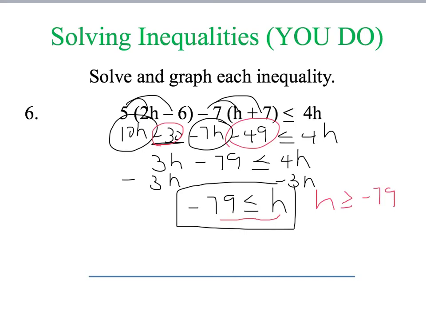Okay, so here, if this is my 0, I'm going to count by 20s. Negative 20, negative 40, negative 60, negative 80. Okay, and we're at negative 79. So right here, and it's greater than or equal to, so it's going to get filled in, and we're going to the right.